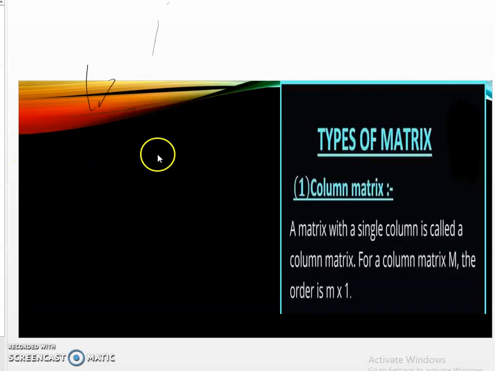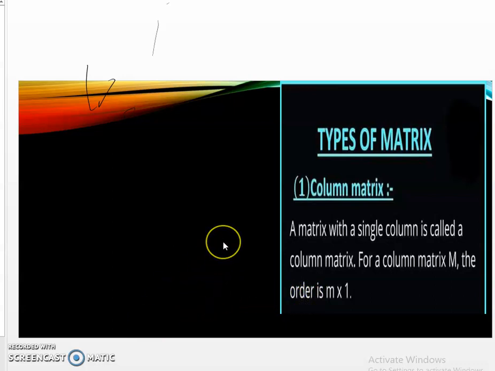The very first type of matrix that we are going to talk about is the column matrix. A column matrix is a matrix with a single column. For a column matrix, the order is m by 1. What we simply mean is that a column matrix is a matrix with only one column, and all the elements are arranged one below the other in a vertical line. So the column matrix is represented by m by 1, so it has only a single column.